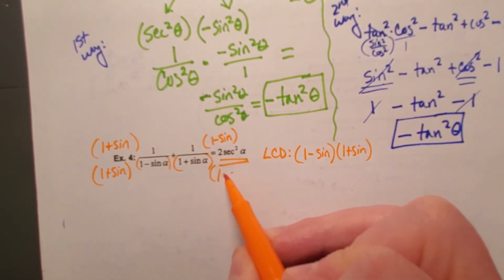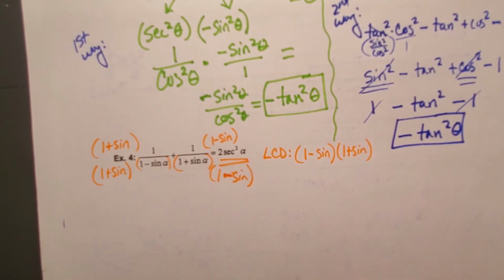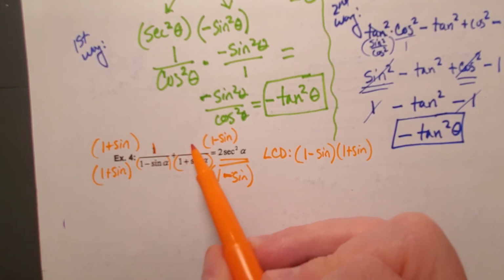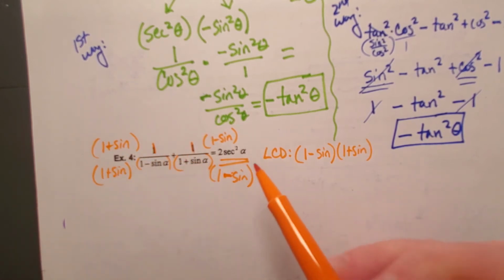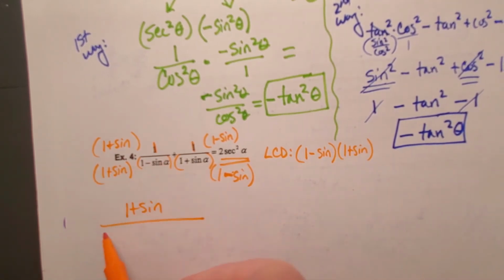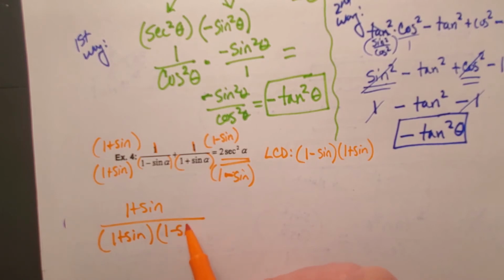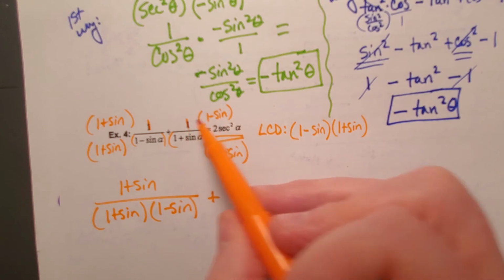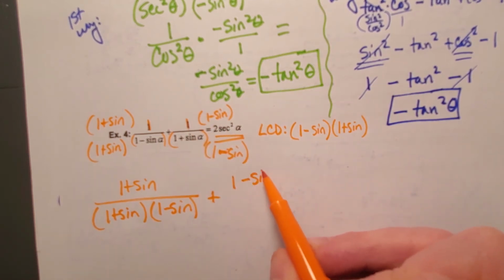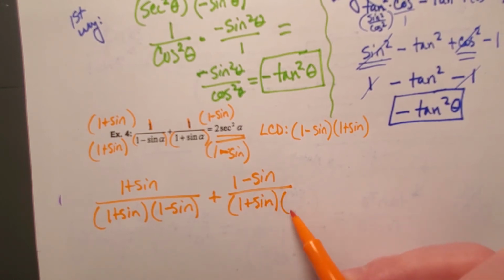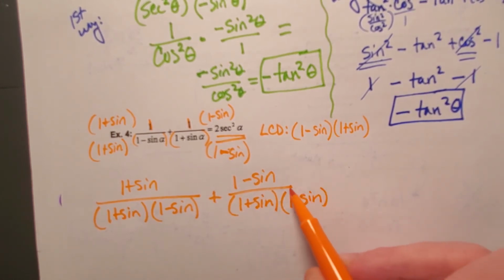And 1 minus sine. So we did a bunch of these in sections 8.1 and 8.2. Now, what's nice is they put a 1 on top. That makes it awfully nice. So take 1 times 1 plus sine. You get 1 plus sine on the top. And on the bottom is my LCD. 1 plus sine times 1 minus sine. We'll FOIL that out in just a minute for a difference of squares. This times 1 gives me 1 minus sine. And on the bottom, I get 1 plus sine and 1 minus sine.